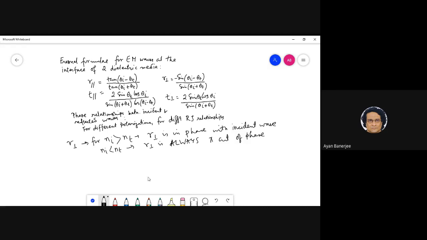So if I had to draw a graph, I would basically draw, say, for R perpendicular, this is for Ni greater than Nt, and this is my relative phase, and this is the angle, let's say theta I.